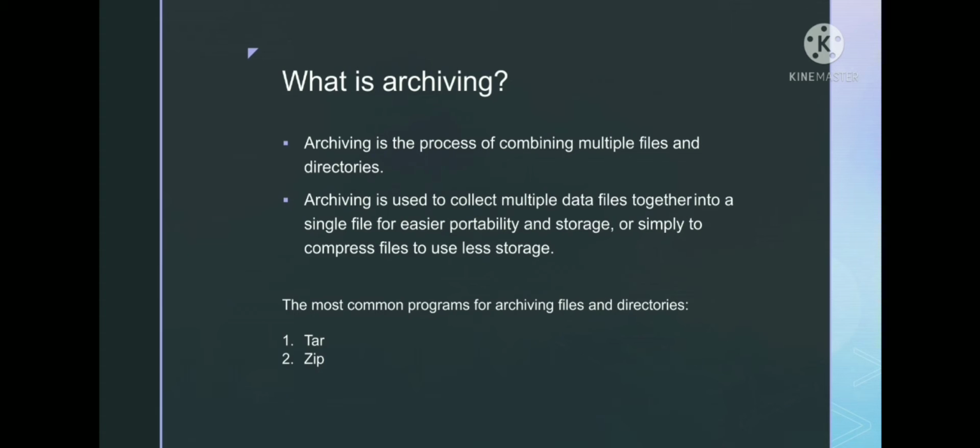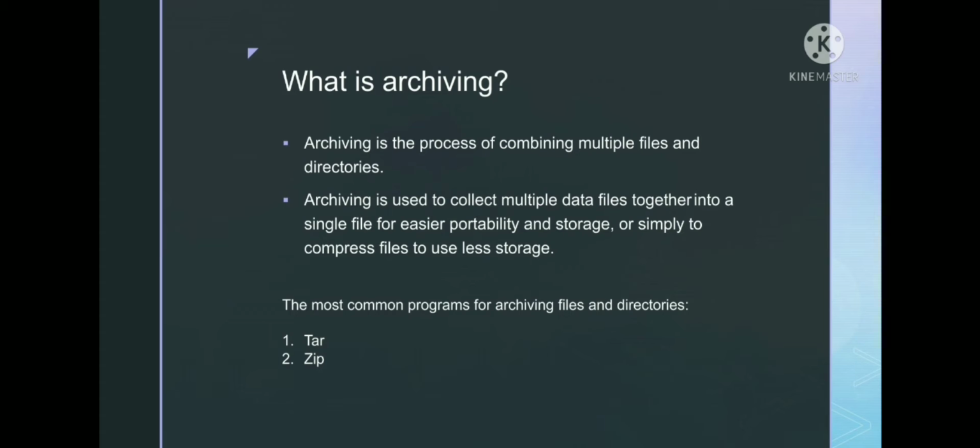So if you have 5 files, each of a size of 10 kilobytes, archiving those will give you 5 times 5 equals 50 kilobytes. So here are the most common programs for archiving files and directories. First is tar. Tar is a Unix command representing tape archive.